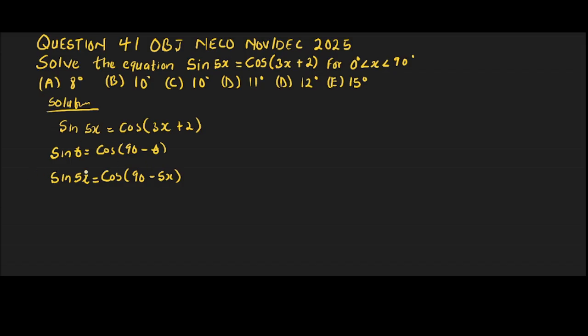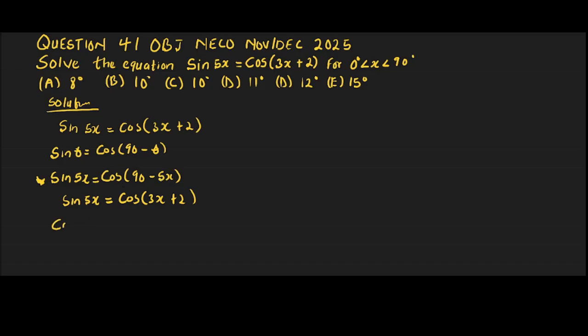Return back to the equation given. That means we can replace our sin 5x with cos(90 minus 5x). So back to the equation that has been given, we have sin 5x equals cos(3x + 2). This is the equation given. Then from the trigonometry identity, we are able to establish that sin 5x equals cos(90 minus 5x). So we are going to replace sin 5x with this.